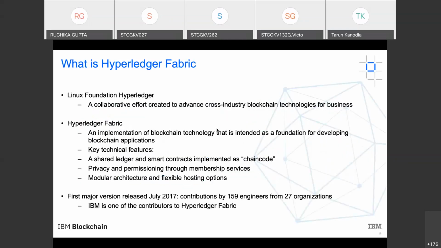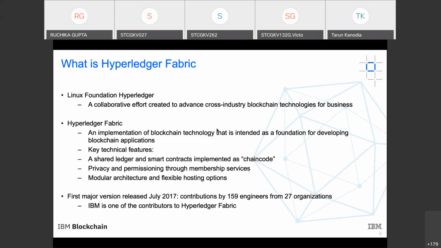So why Hyperledger Fabric? Hyperledger Fabric comes from the Linux Foundation project called Hyperledger. And since all of you are aware that Linux is one of the biggest pillars in the IT industry, and it is one of the most extensively used platforms for developing your applications. Most of the servers run on Linux.